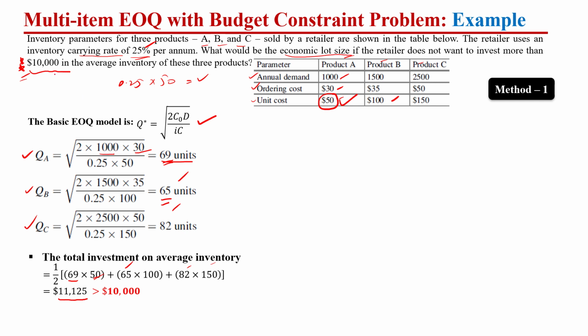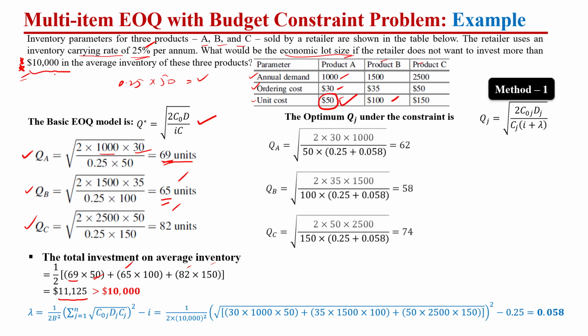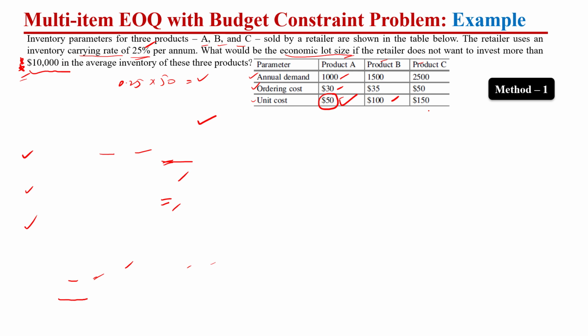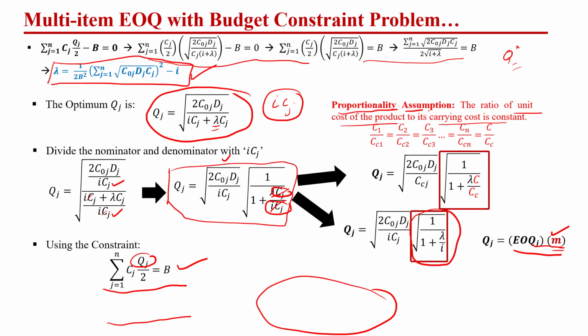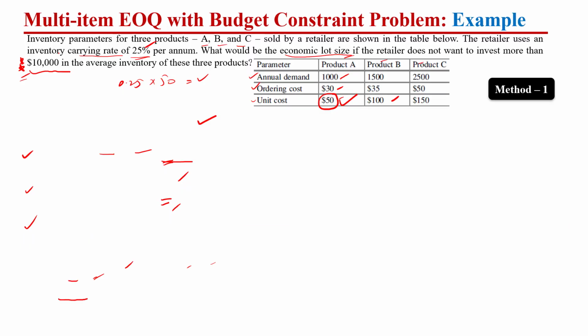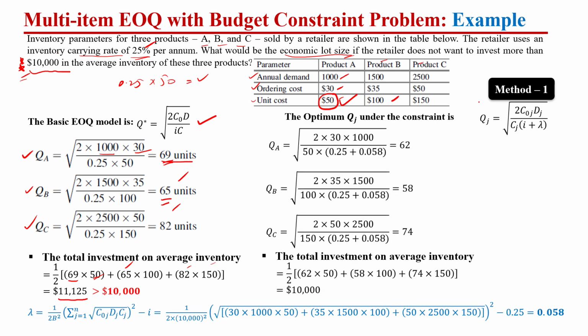We need to take up that budget constraint, which means we need to apply the Lagrangian optimization approach. For that, we have already found the value of Qj. That is this one. Let me show you again. Okay, that is this one. So this is the optimum order quantity. We have already found the lambda value. One approach, which is basically method number one, uses this formula, and we have put in the values.